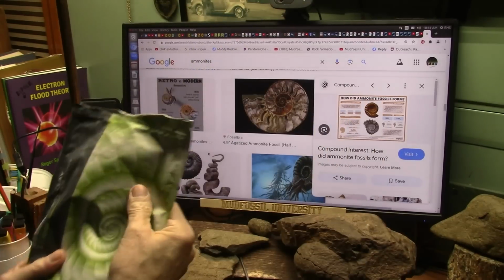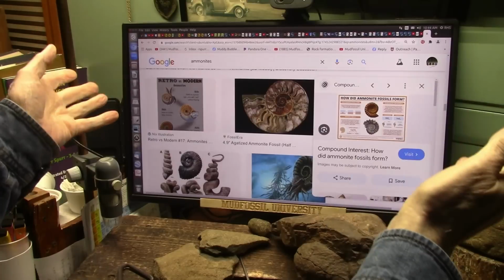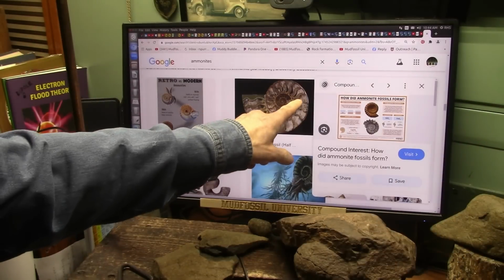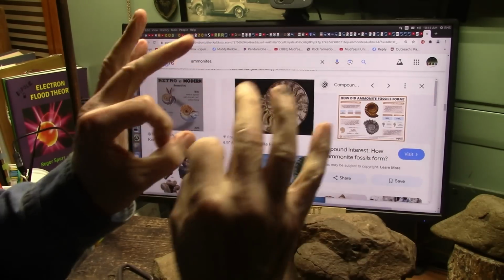These ammonites, they're not creatures. Now the nautiluses, that's fine, but you try to find yourself any biology in these. There is none, zero.